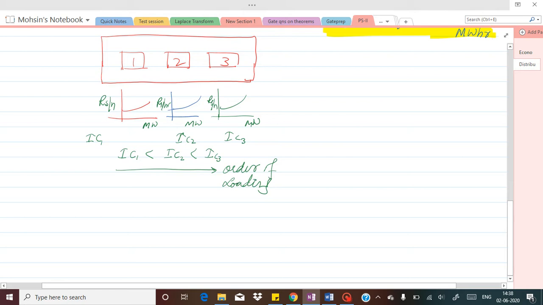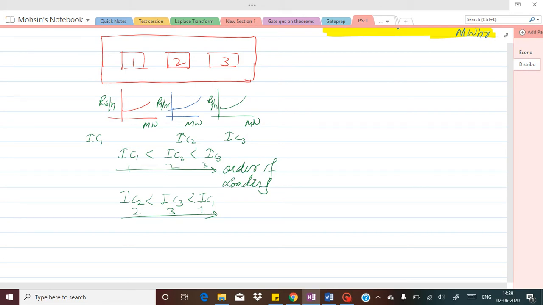And suppose this order is not true for IC1, IC2, IC3. Say IC2 is the smallest, IC3 is the second smallest, and IC1 is the third smallest incremental cost. Now the loading has to be done according to this order: first unit 2, then unit 3, then unit 1. Earlier it was unit 1, unit 2, unit 3, here it is unit 2, unit 3 and unit 1. So this is how the loading of the machines will be done if the incremental cost is known and has this particular order.